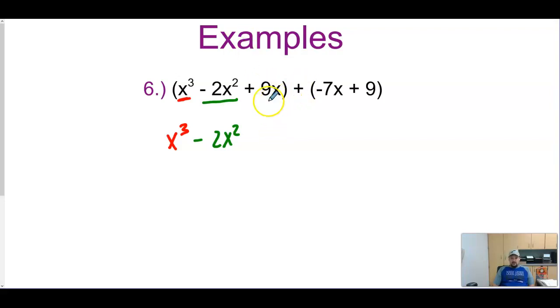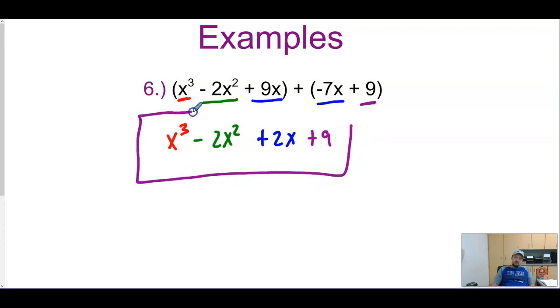Okay, do I have any x to the first power? Here's a positive 9x and a minus 7x. So 9 plus negative 7 is 2x. And then do I have any constants? Just have this one right here, so I bring that down, plus 9. And there is my polynomial after I have added them.